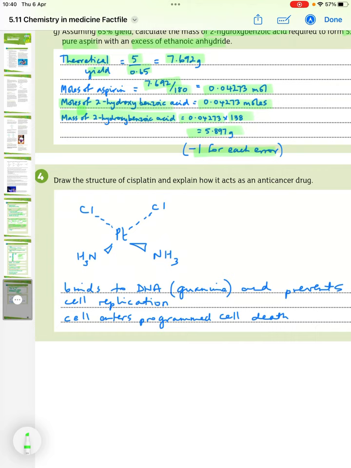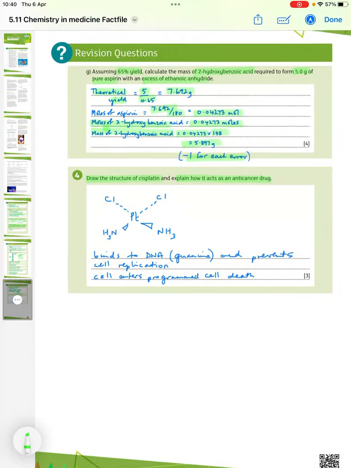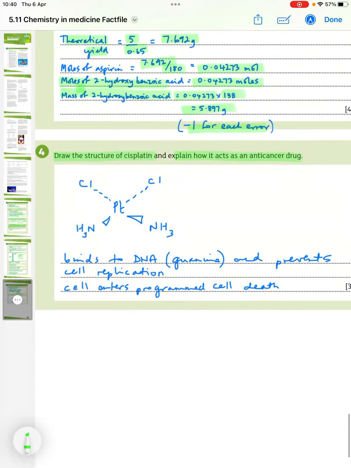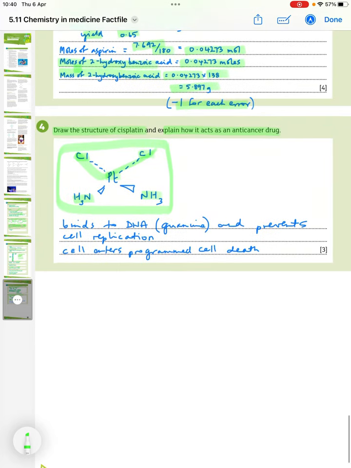Finally, we've got this about cisplatin. So it says draw the structure of cisplatin and explain how it acts as an anti-cancer drug. There are 3 marks for this, so I'm going to say there's 1 mark for the structure. So you've got platinum in the middle, your 2 chlorines on the same side, and then the 2 NH3 groups on the same side. So cis, of course, means they're on the same side.